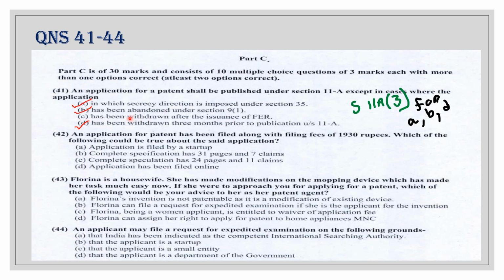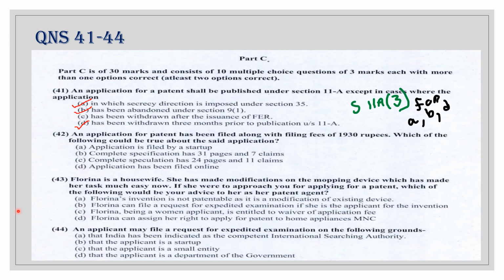And this abandoned, that means you can recall section 9, which is about what? Provisional and complete specification. So if you remember section 9 subsection 1, you can get the answer. Okay, so for question number 41, the correct options are A, B and D.